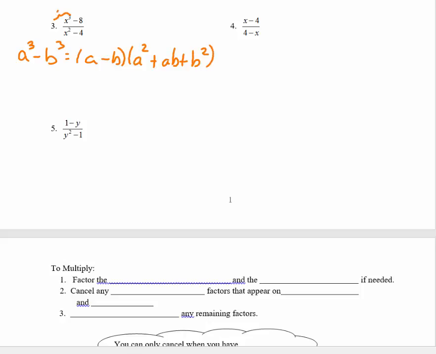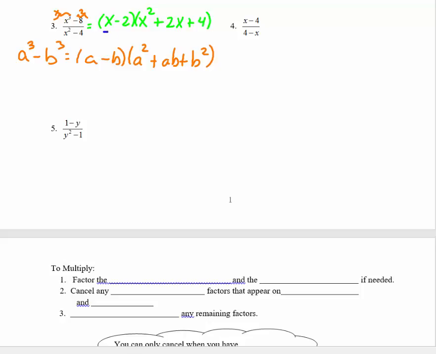So what is being cubed that gives me an x cubed would be an x. What's being cubed that gives me an 8 is a 2. And that's going to be my a and my b. So the numerator would factor into x minus 2. Then we take x and square it, and we add 2 times x, which is 2x, plus, and then we take 2 and square it, and 2 squared is 4.